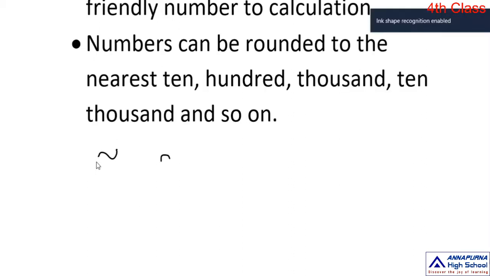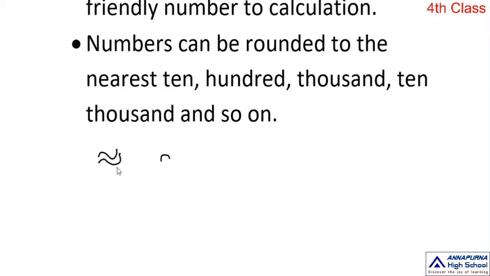Okay children, this is the symbol for estimation. What is the symbol? You have to write it: it is not equal to, it is the symbol for estimation. That means it is approximately equal. It is approximately equal, not exactly equal.